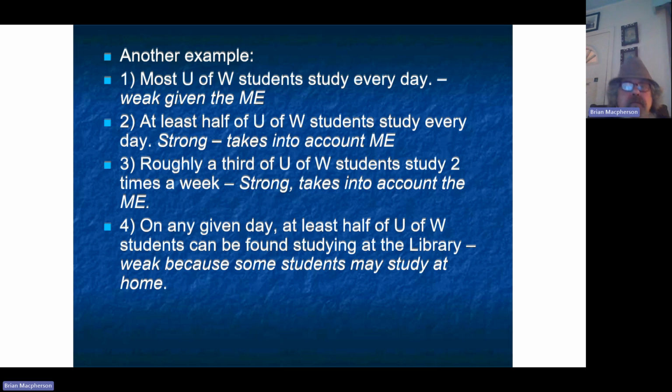Okay, now what about number 4? On any given day, at least half of U of W students can be found studying at the library. Well, here's the thing. It may well be the case that at least half of the students study every day, or at least they say they do, right? But maybe some of them study at home, maybe they study at a cafe. Not everybody studies in the library. So therefore, it's a weak inference. I can't say with strength that at least half of students study at the library. We don't know, right? So that's a weak inference.